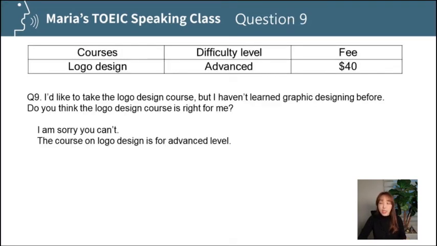I'd like to take the logo design course. 로고 디자인 수업 듣고 싶어요. But I haven't learned graphic designing before. 근데 graphic design 이런 거 나 들어본 적이 없는데 그럼 초보자란 얘기죠? Do you think logo design course is right for me? 저한테 적합할까요? 라고 물어보셨어요. 어때요, 여러분?